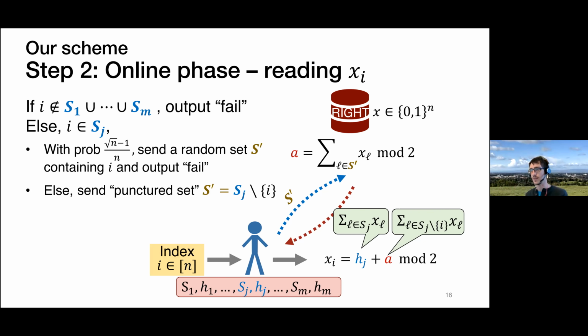So to fix this, we tweak the scheme a little bit. With some small probability of roughly square root n minus 1 over n, we actually send the server a random set that does contain index I. But with the larger of the two probabilities, which is about 1 minus 1 over square root n, we proceed as before and remove the index I from the set. We'll see why this is helpful. So that's the description of the online phase of our scheme.